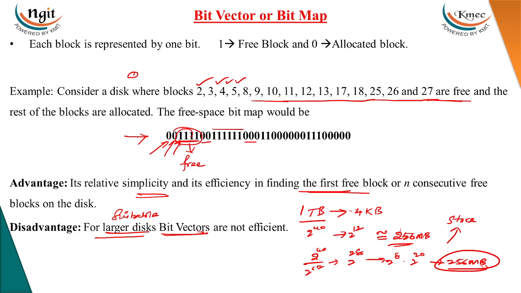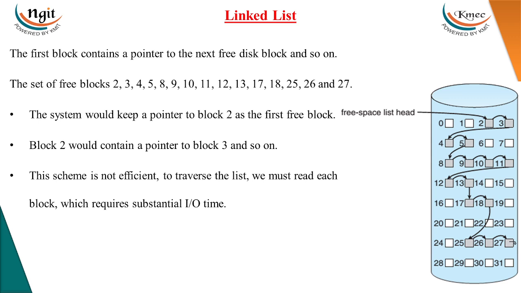This 256 MB of bitmap you should store in the main memory, so it is not efficient. And if you keep increasing the size of the disk, the bitmap size also increases. That's why it is not suitable for larger disks, but suitable for smaller disks. When the size increases, the bit vector or bitmap size will also increase. So the next one will be linked list.